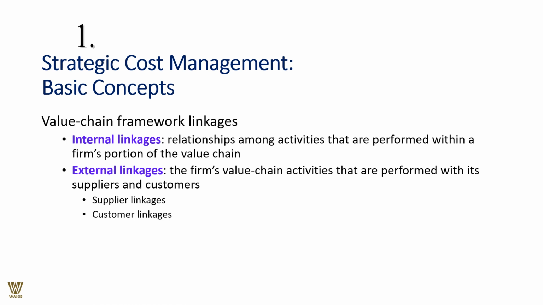Whereas in external linkages, the firm's value chain activities are performed as a supplier or as a customer, wherein it might be related to packaging material, to retailerships, or to building up customer relationships. These are external linkages that we would love to have. There are ethos, values, and cultural differences that a company would like to imbibe in its vendors.